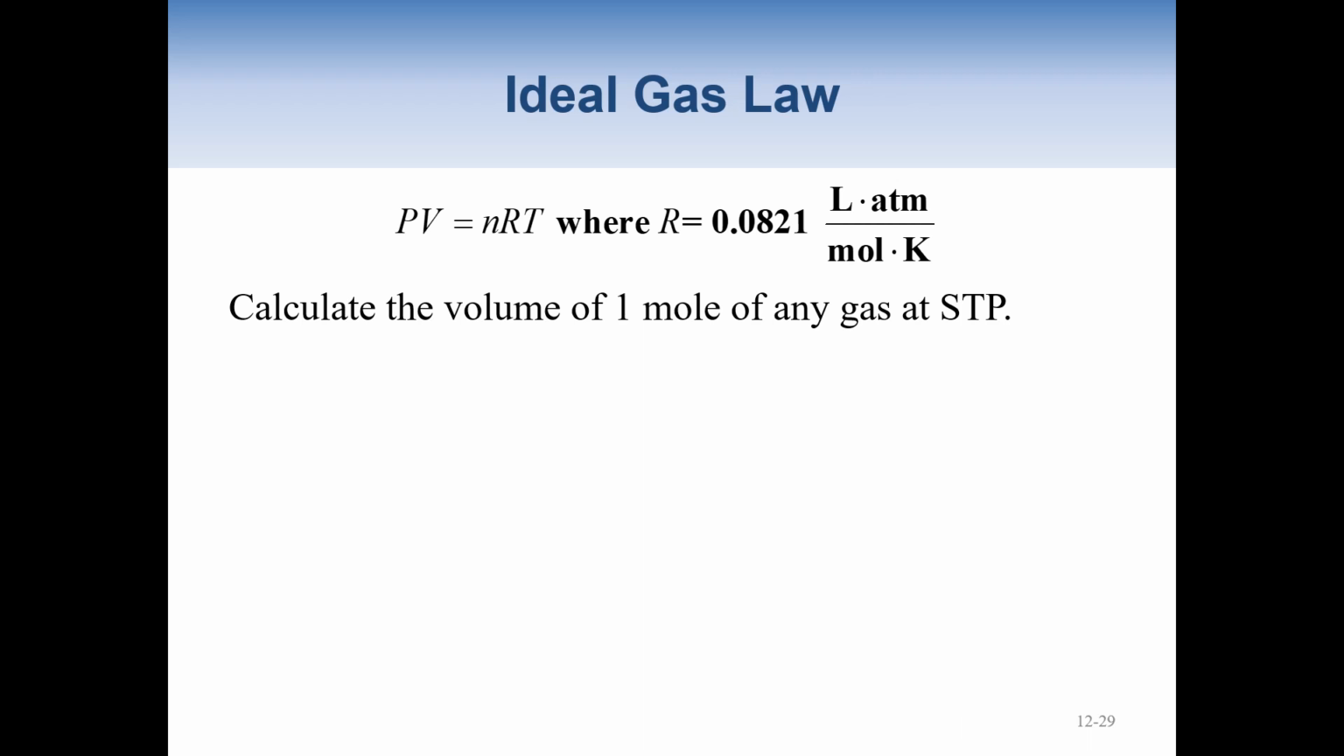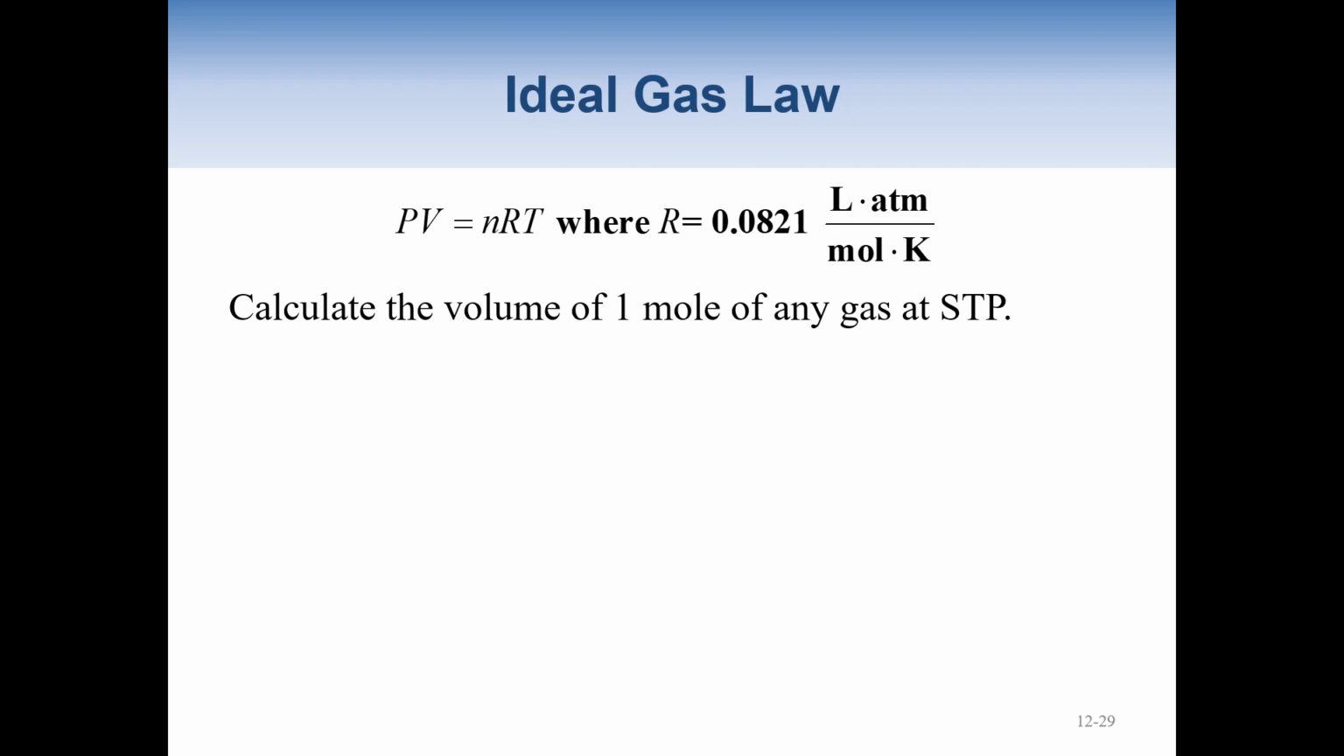Okay, one last gas law before we get into gas stoichiometry, the ideal gas law. PV equals nRT. So PV, pressure and volume, is equal to n, which is the number of moles, R, which is a constant, 0.0821, and T is the temperature.